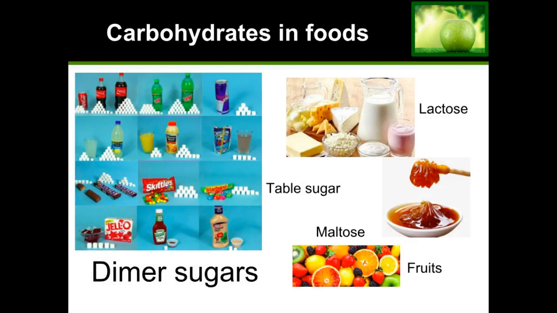Carbohydrates can also be found as dimeric sugars. Lactose is found in dairy products, milks, yogurts, cheeses. Table sugar is found in a variety of products, hidden in large numbers of drinks and fruit drinks and sweets, ketchup, jello, and salad dressings. And the fruits, regular normal fruits, also contain dimeric sugars. Maltose is a dimeric sugar that is also added to many foods.